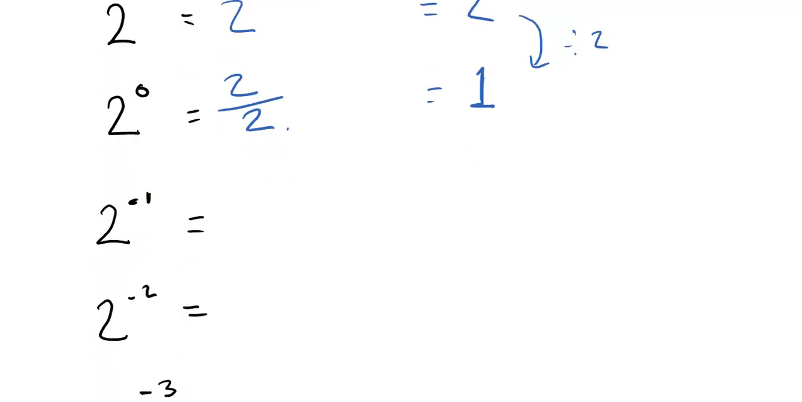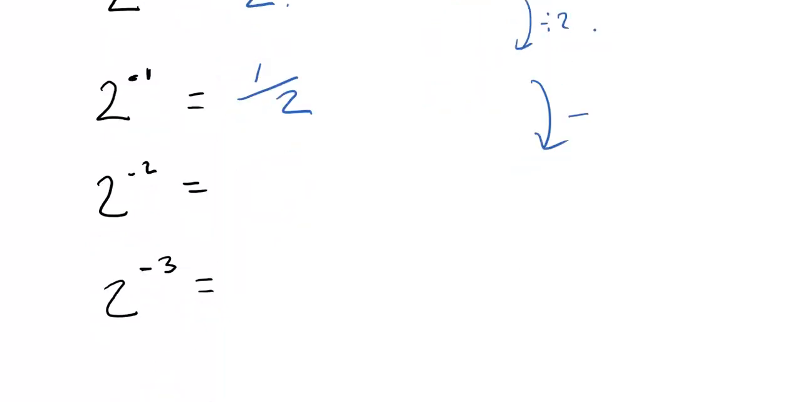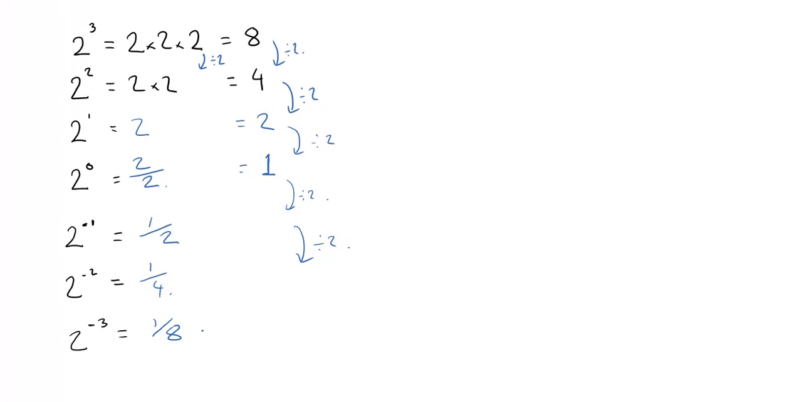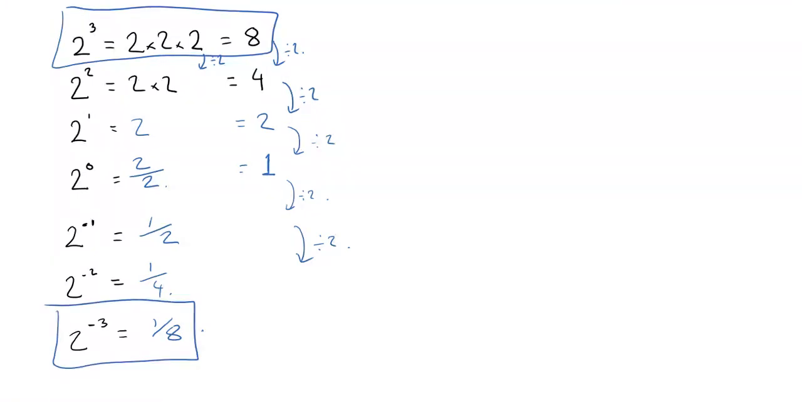So if we carry this pattern on again, what is 2 to the power of minus 1 going to be? Well, if I take my 1 and divide by 2, of course, I'm going to get a half. If I divide again by 2, following this pattern on, I'm going to have a quarter. And if I divide through again by 2, I'm going to have an eighth. So there is a pattern going on here. 2 cubed was 8. 2 to the power of negative 3 is 1 over 8. 2 squared, well, that was 4. 2 to the minus 2 is a quarter.